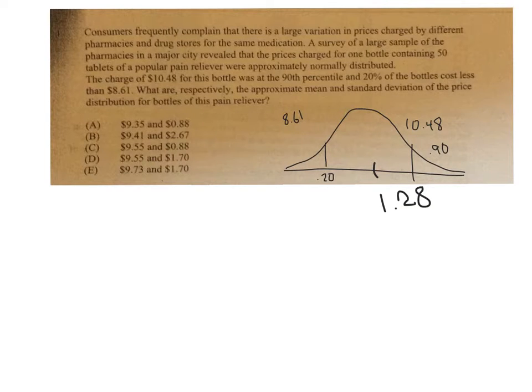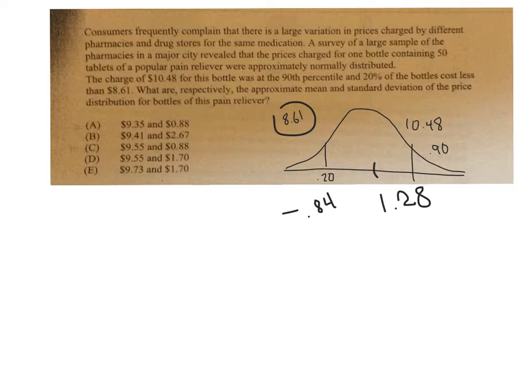And then what about the 20%? This price, how far below in standard deviations is that? Kind of like a z-score, right? So inverse norm, and below it would be negative 0.84. Okay, well, what are we going to do with that?